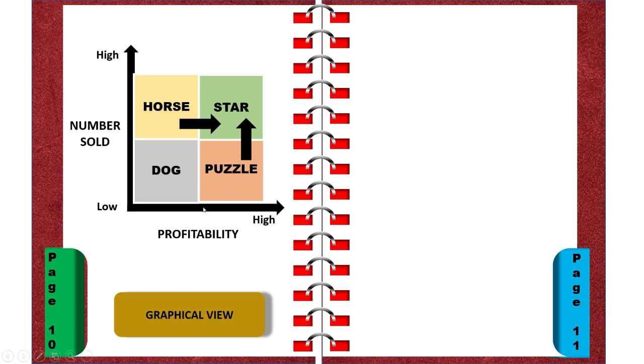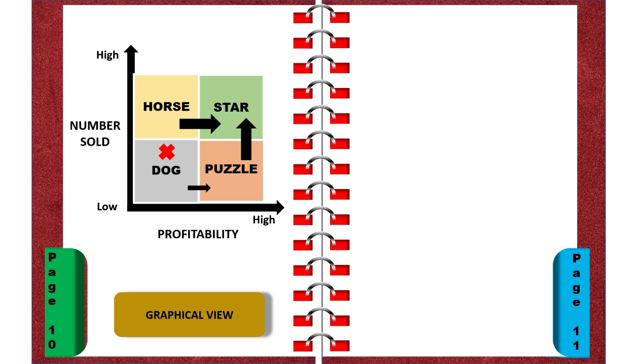At the same time, the dogs, first of all, we can see they are low in both areas. That is number sold, that means the popularity. At the same time, the profitability is also low. So what will be the decision then? Either we can remove it from the menu, or we can try to increase the profitability by increasing the selling price, and we can make the dog bring it to a puzzle category.